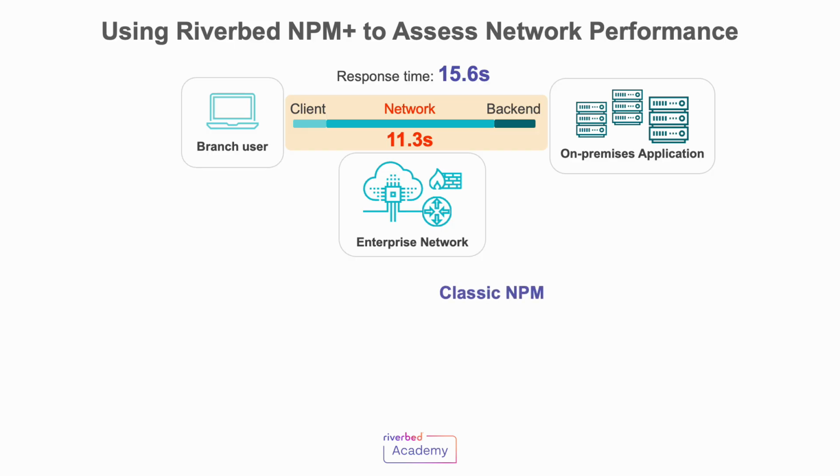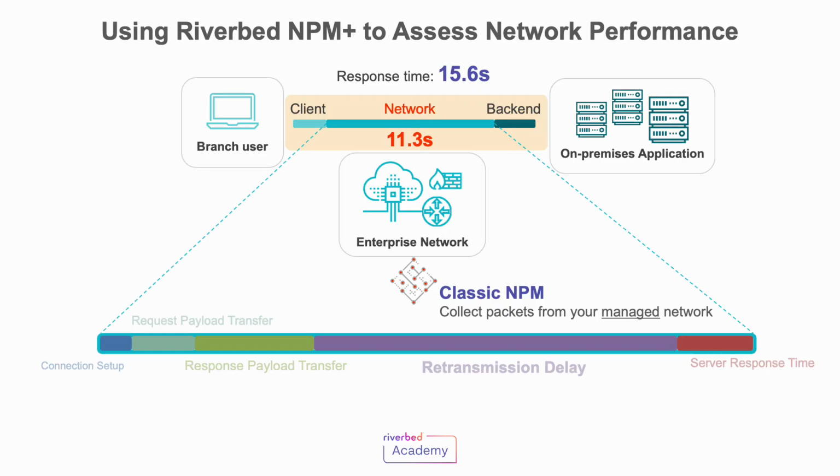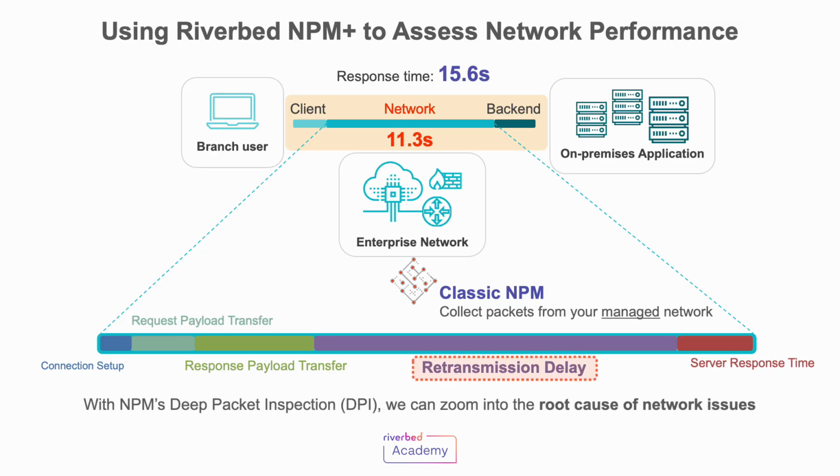can provide great insight. Classic NPM, such as the one powered by AppResponse, relies on packet collection directly from your managed network, for example, using spans or taps from your infrastructure devices. NPM can extract valuable insight from network packets with the help of technologies such as deep packet inspection, which can quickly point to the root cause of network issues.